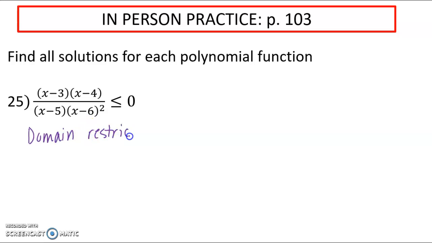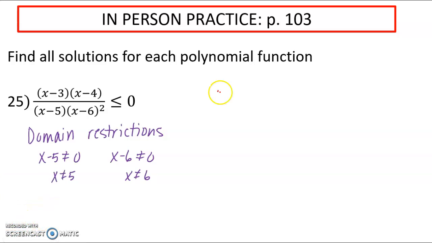So when I'm looking at a rational function, I know that my denominator cannot equal 0. So my domain restrictions come from my 2 factors in the denominator. So x cannot equal 5 and x cannot equal 6. So we'll have to plot those on the number line also.